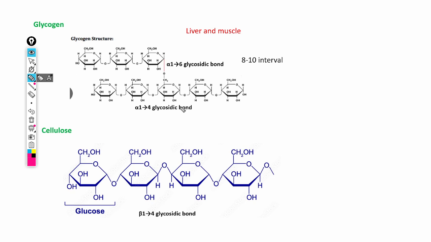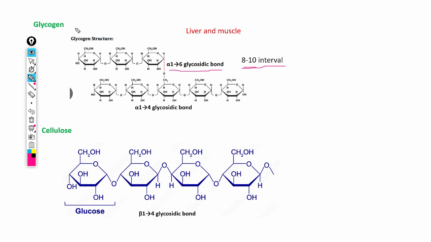But here the difference is that at every 8 to 10 interval, the alpha 1,6 glycosidic bond is found, whereas in starch the alpha 1,6 glycosidic bond is found at about a 25 to 30 interval. So glycogen is similar to starch, but it is very complex because of the presence of this alpha 1,6 glycosidic bond at every 8 to 10 interval. That's why it is more complex.